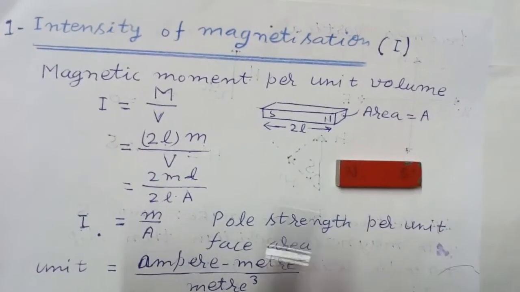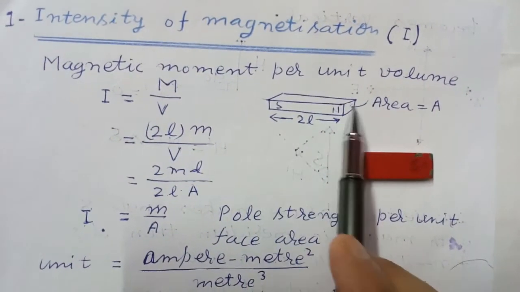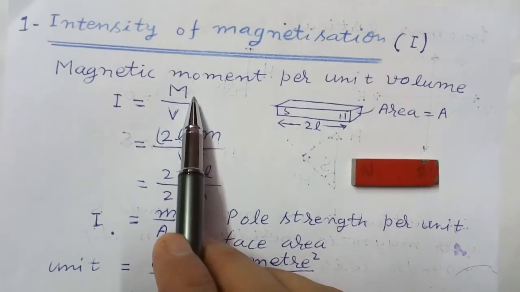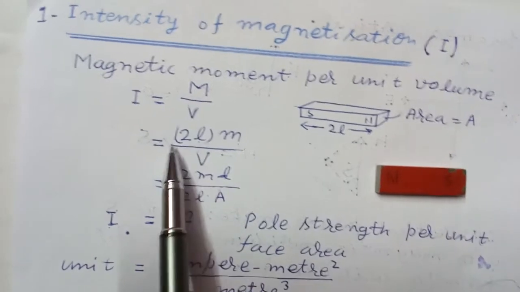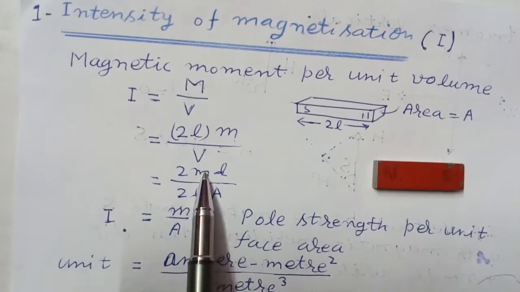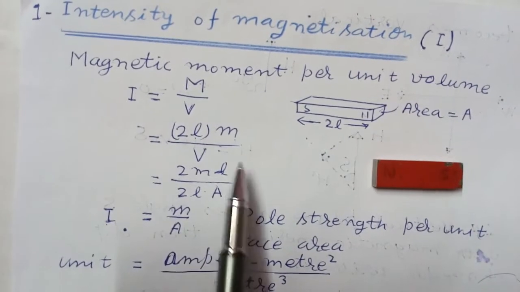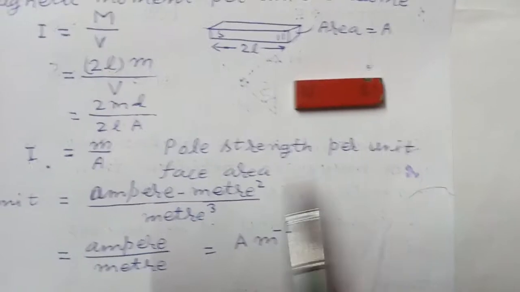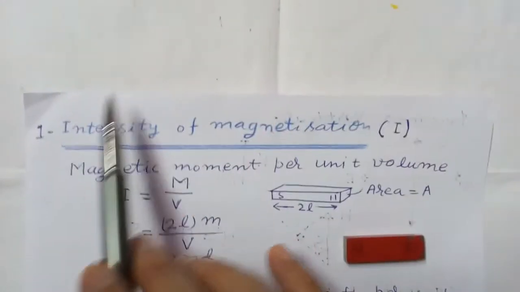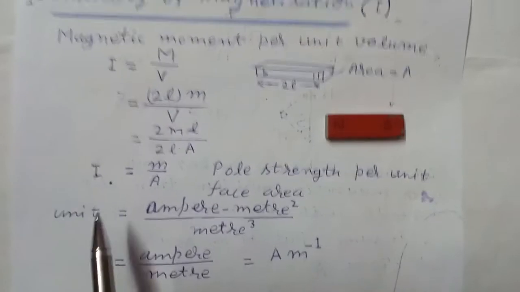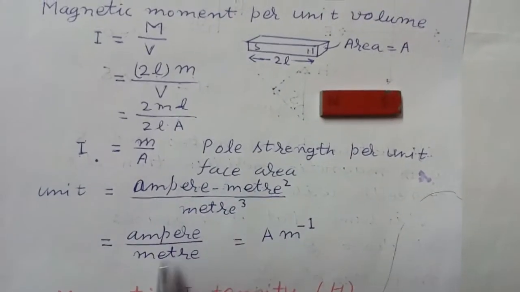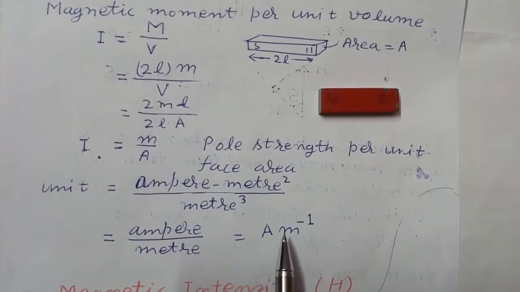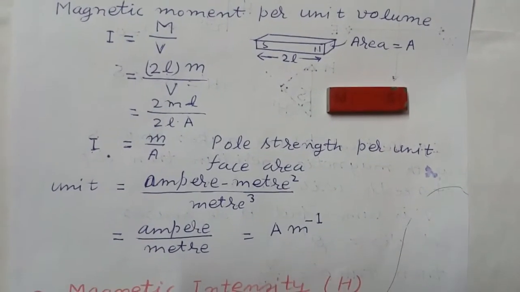Now the volume of this is 2l into area, and the magnetic moment capital M for a magnet is pole strength multiplied by its effective length. So I is equal to M upon V, which is equal to 2ml upon 2lA. 2l cancels, so this is equal to m upon A. So pole strength per unit face area is also known as intensity of magnetization. Now the unit of M is ampere meter square and the unit of volume is meter cube, so its unit is ampere per meter, or ampere into meter to the power minus 1.